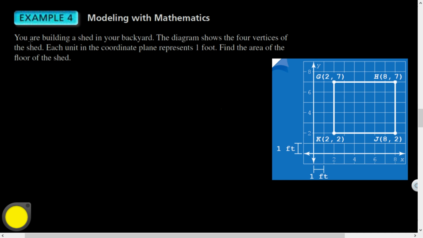You are building, you're building a shed in your backyard. The diagram shows 4 vertices of the shed. Each unit in the coordinate plane represents 1 foot. Find the area of the floor of the shed.